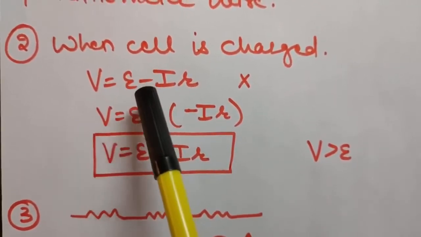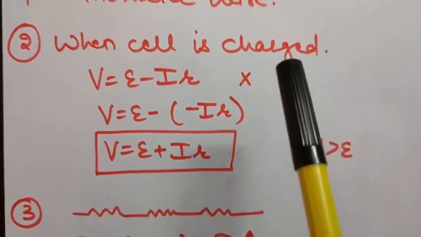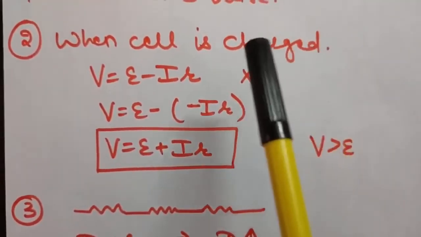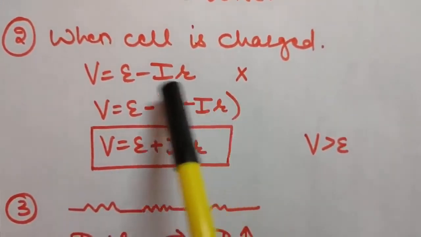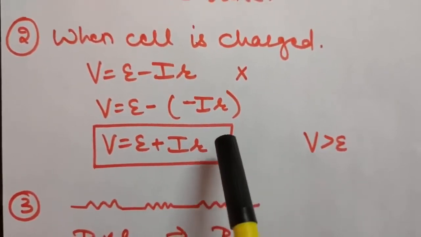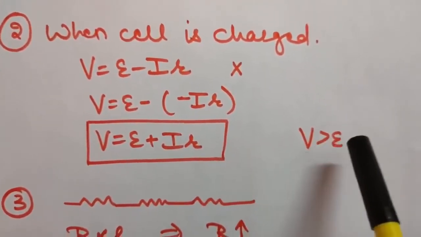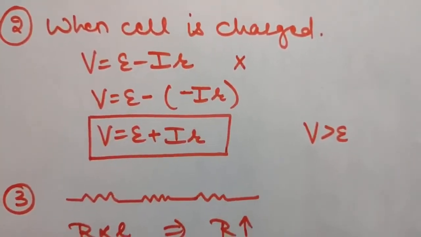This is only possible when the cell is being charged, because when the cell is charged, current will flow in the opposite direction. So this I will become -I. The overall equation will become V = E + IR. So in this case, V will become greater than E. This is only possible when the cell is charged.